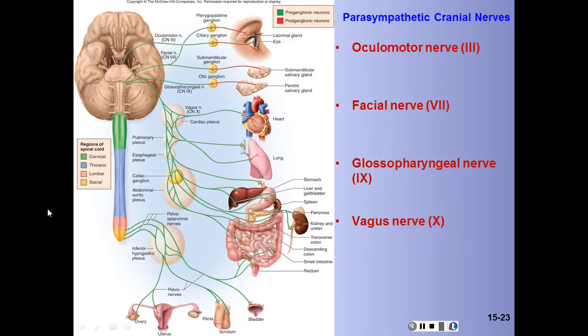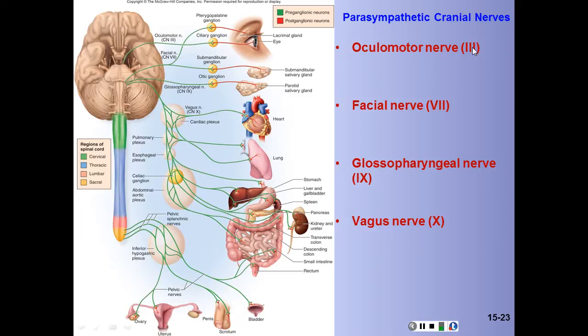So now we're going to look at the cranial nerves. You have 5 cranial nerves that leave the brain stem. We have the oculomotor nerve, number 3. When we say CN, we're referring to cranial nerve, so CN3 is our oculomotor nerve. CN7 is our facial nerve. Glossopharyngeal nerve is our CN9, and our vagus nerve is our CN10. So hopefully you guys remember how to read Roman numerals.